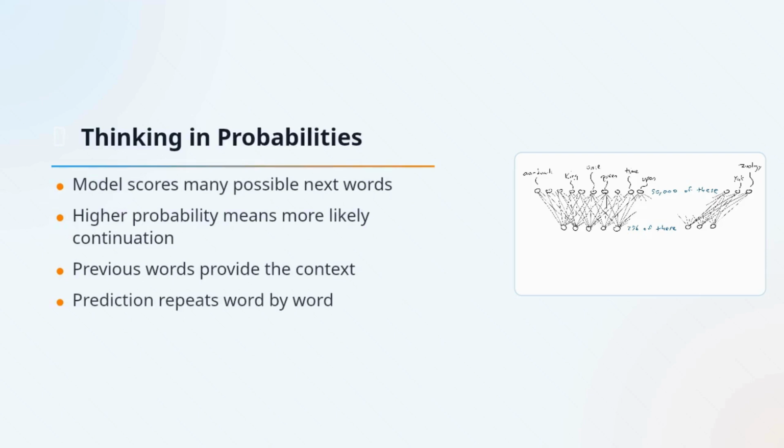The article introduces probability here, but in a very simple way. The model is basically assigning scores to possible next words based on the words that came before. Higher score means more likely in that context. Then this process repeats again and again, one word at a time, which is how longer text gets generated.